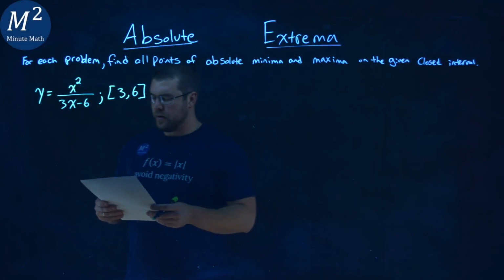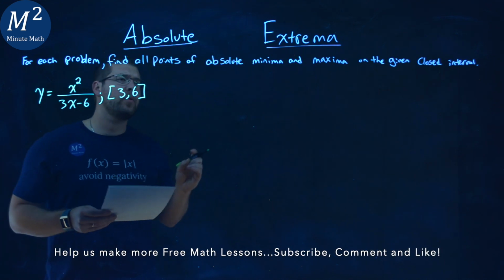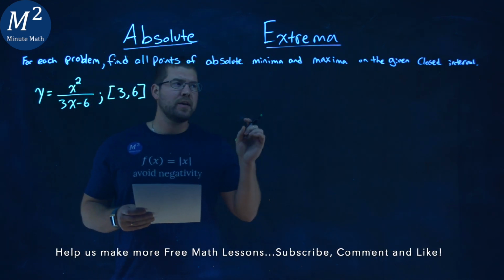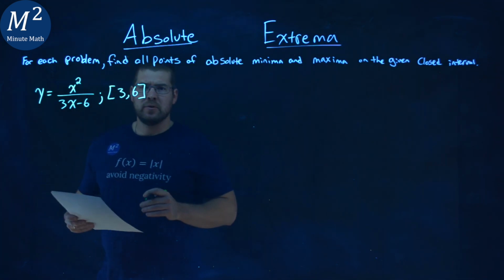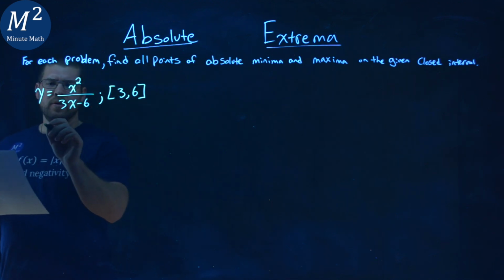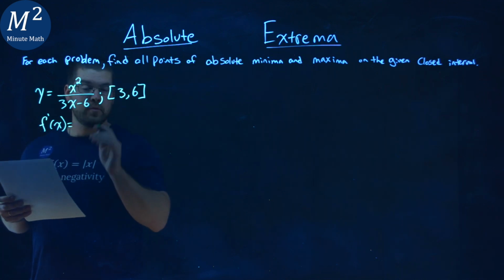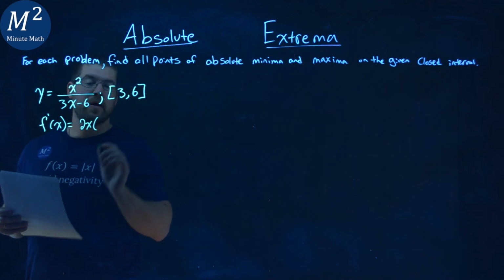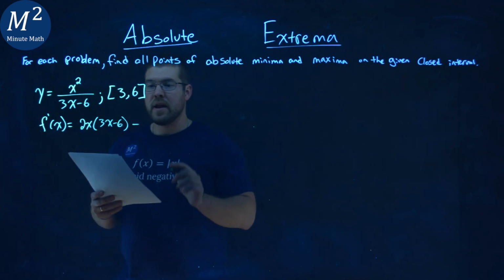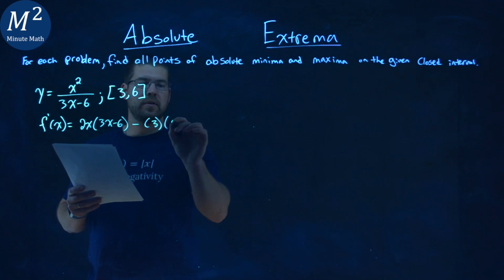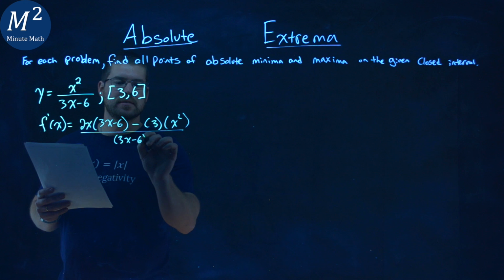We're given this problem right here, y equals x squared over 3x minus 6, and we want to find all points of absolute minima and maxima given our closed interval of [3, 6]. Now, first thing I like to do is find my derivative here. So what is f prime of x? Well, using our quotient rule, the derivative of the numerator is 2x, multiplied by the denominator, 3x minus 6, minus the derivative of the denominator, which is just a 3, times the numerator, x squared, all over our denominator squared, (3x minus 6) squared.